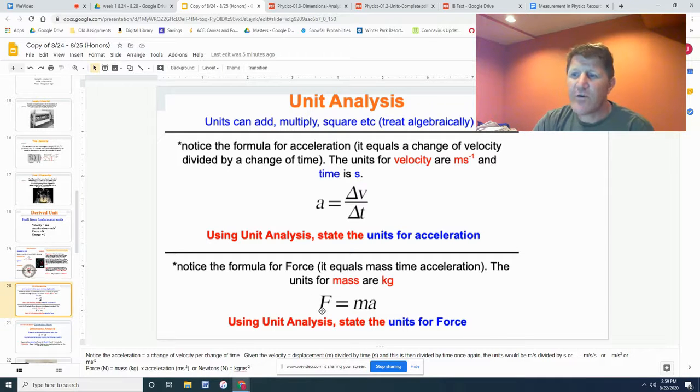For force, force is mass times acceleration. And so my units of force are going to be my mass, which is kilograms, times my acceleration, which is meters per second squared. So I'm going to have kilogram meters per second squared. Now that unit has a special name. It's named for Sir Isaac Newton. And so these are units of newtons.